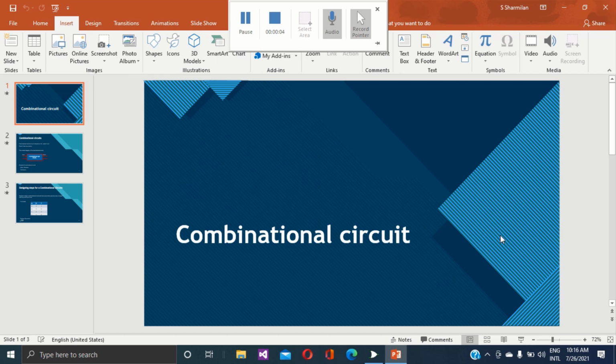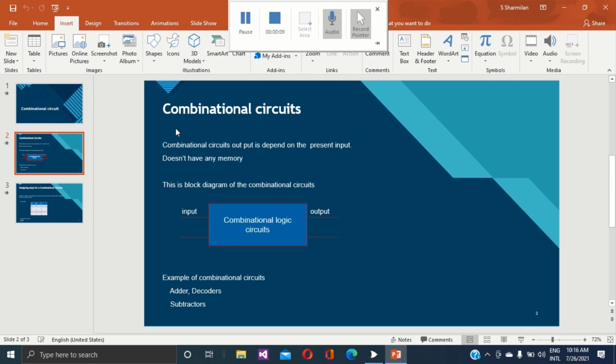We are going to discuss the combinational circuit. Basically, a combinational circuit is a circuit whose output depends on the present input. Basically, this is a logic circuit. It has different gates and doesn't have any memory. That means this circuit doesn't have any previous state. It can have n number of inputs and m number of outputs.